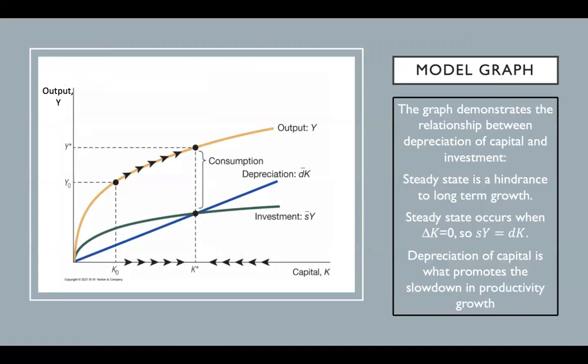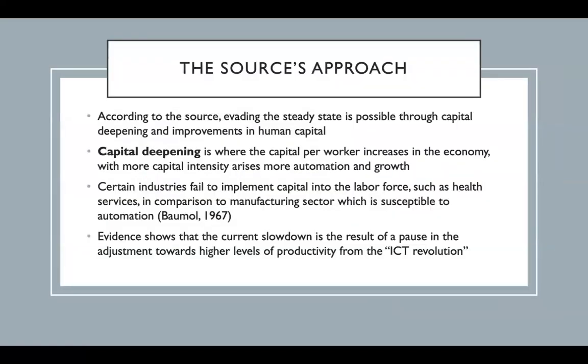The Solow model graph illustrates the long-term situation in regards to economic growth, which we refer to as the steady state. In the steady state, the rate of depreciation of capital is equal to the level of investment, as per the main source. Economies converging to or at the steady state will see no long-term progression. It is specifically the depreciation of capital that causes the slowdown in production.